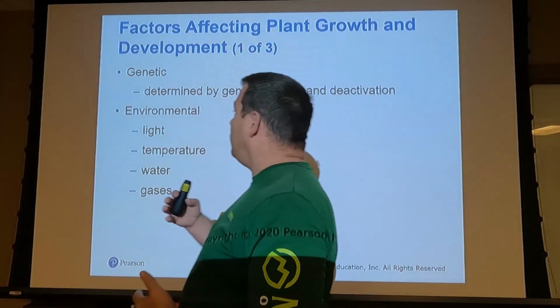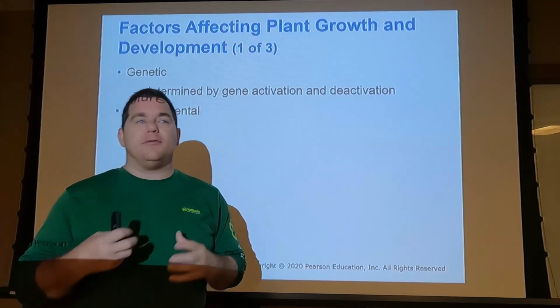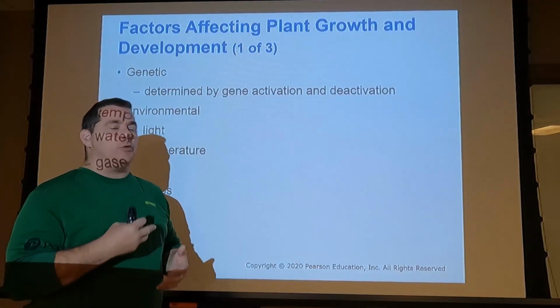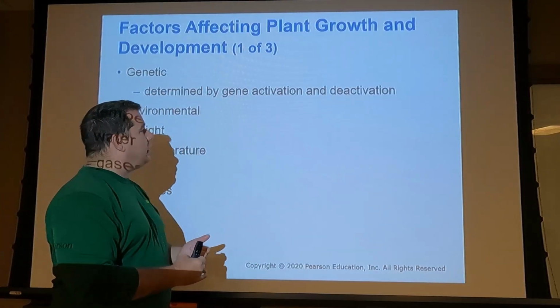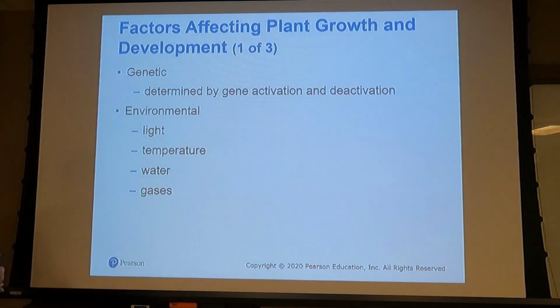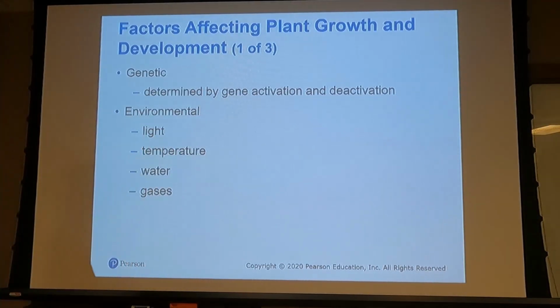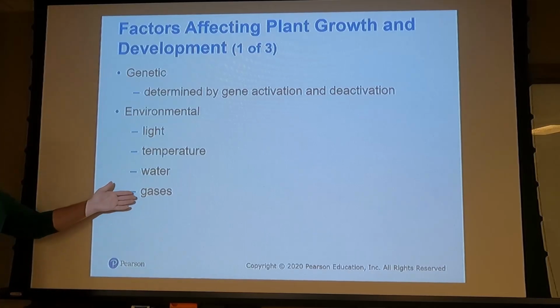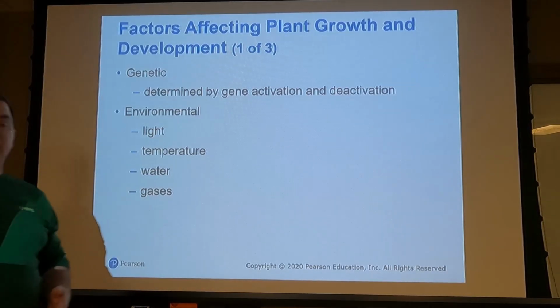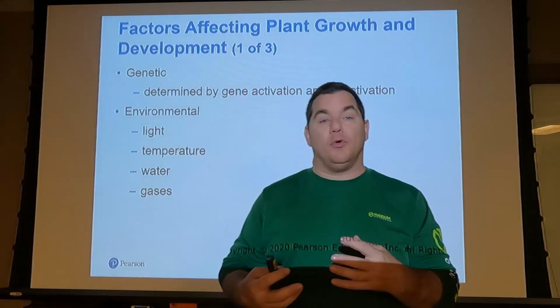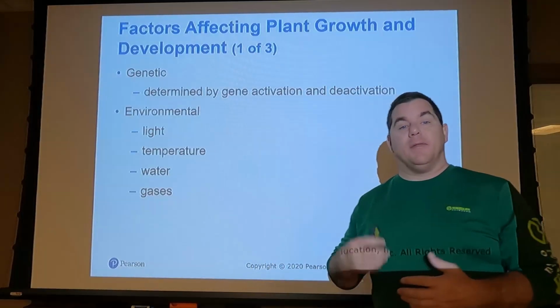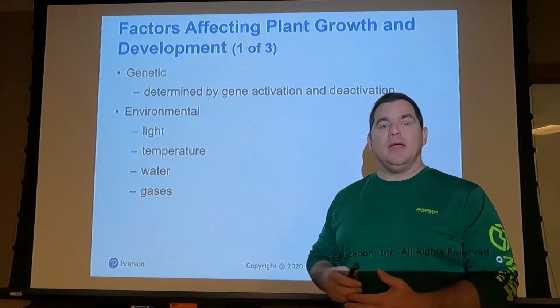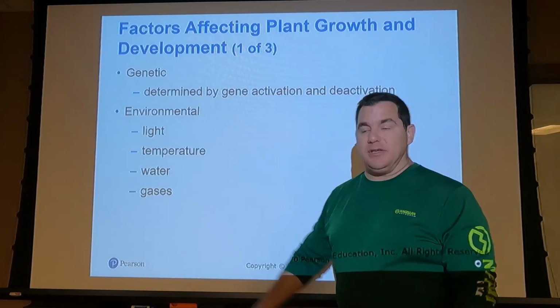Like the gene code gives the plant everything that it needs. And if you were to supply an adequate amount of light, adequate temperature, and also carbon dioxide and oxygen, if we were to give all of those in sufficient amounts, then the plant growth would be maximized. And so that's what we call max yield.